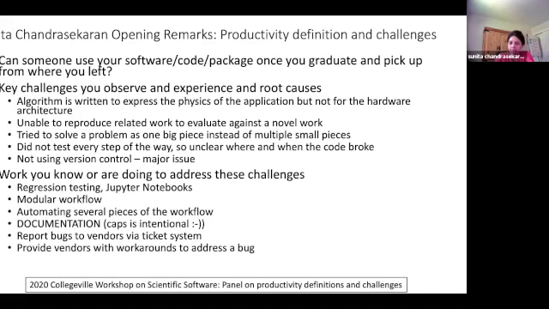I'm Sunita Chandrasekaran. I'm from the University of Delaware. I'm an assistant professor there, and I run a team of graduate and undergraduate students, and it's fun working with them and repeatedly telling them about the different challenges of software productivity and how they could work through their software packages and make it usable.